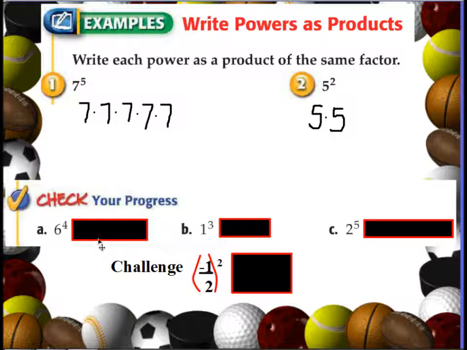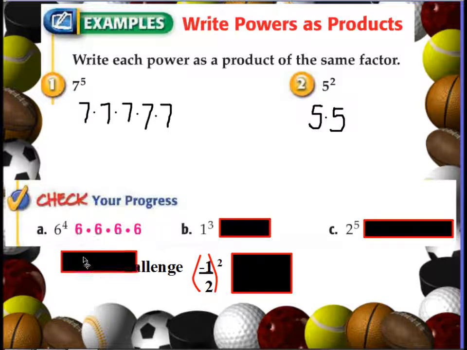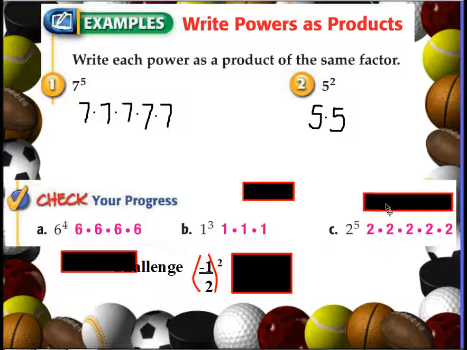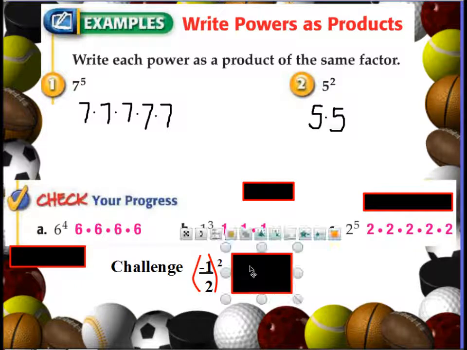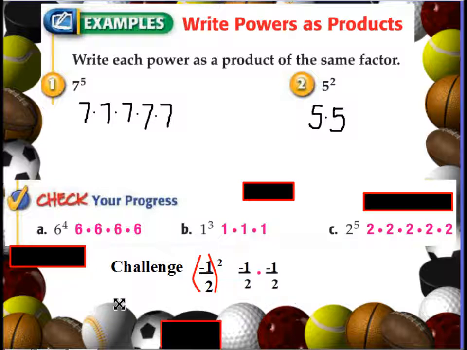The next part is to actually write them out. Once again, 1 times 1 times 1. 2 to the 5th would be 2 times 2 times 2 times 2 times 2. And then finally, they give you a challenge problem. Negative 1/2 to the 2nd power would be negative 1/2 times negative 1/2.